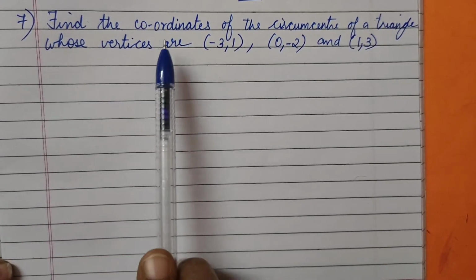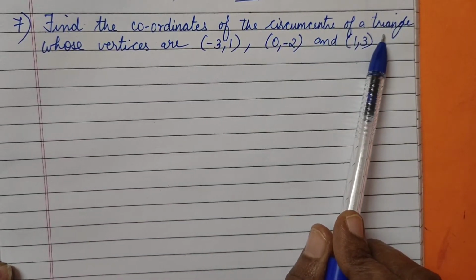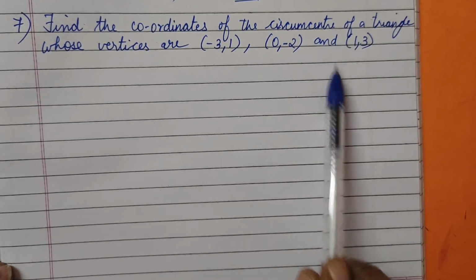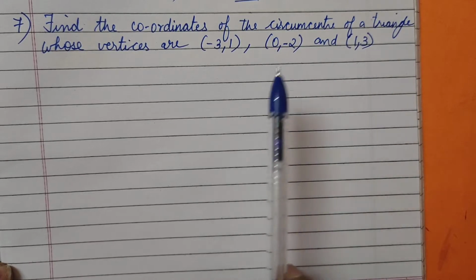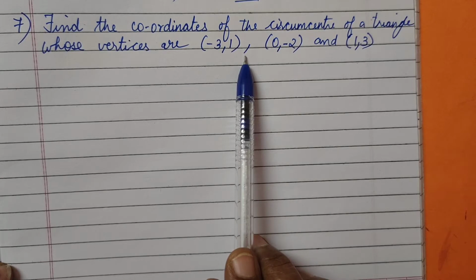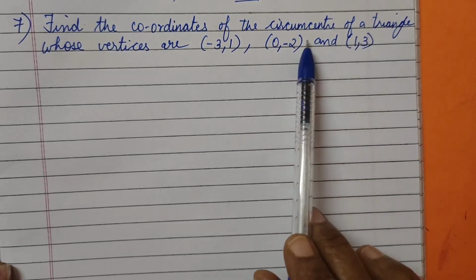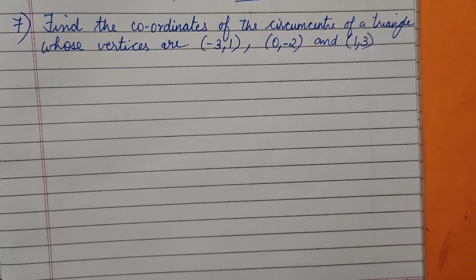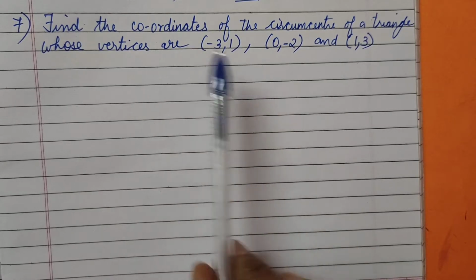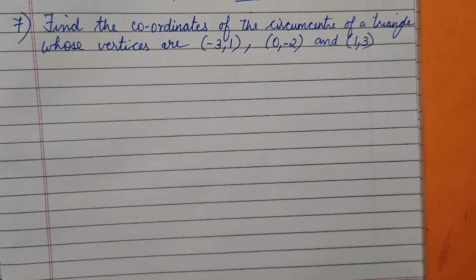Seventh question, find the coordinates of the circumcenter of a triangle. When it is a circumcenter of a triangle, that means the triangle is inside and the circle surrounds it, whose vertices are (-3, 1), (0, -2) and (1, 3). Here, as we usually do for a circumcircle, in the same manner here also. Find the coordinates of the circumcenter, that is, we have to find the center of the circle.